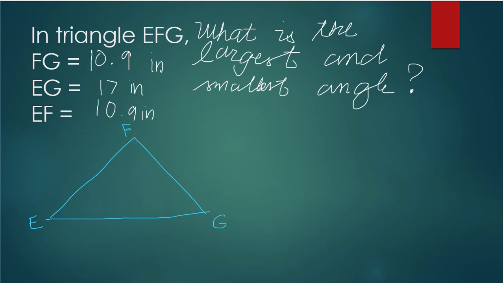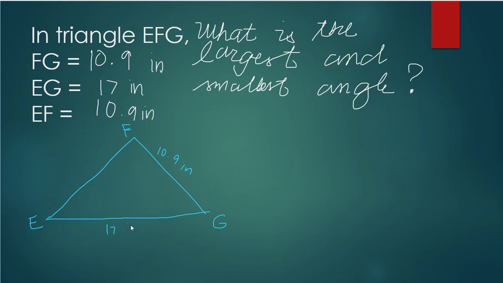Then we have side FG here. This is 10.9 inches. Alright, next, side EG is 17 inches. Oh, how did I make the triangle EFG? I just created it on my own. Okay? Actually, in any order, you will still get the same answer. Always remember that you just have to attach the correct value. So FG is 10.9 here, and then EG is 17 inches. Okay?